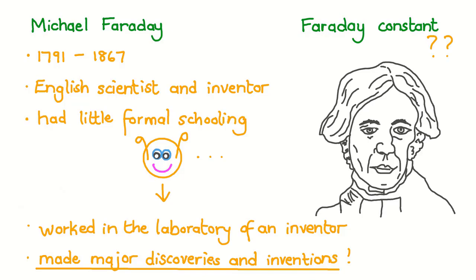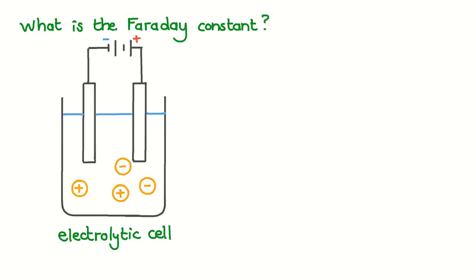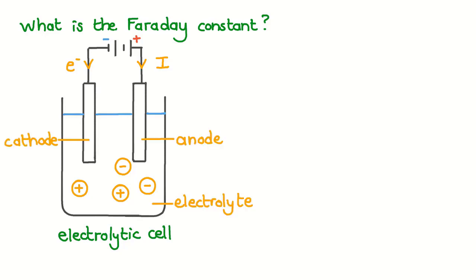What is this constant? In an electrolytic cell, we know that the potential supplied by the battery drives a non-spontaneous chemical reaction. Negatively charged electrons flow out the negative terminal. We can say, therefore, that positive charge, or conventional current I, flows out the positive terminal in the opposite direction. Positive ions in the electrolyte are attracted to the negatively charged electrode, the cathode, and negatively charged ions are attracted towards the positively charged electrode, the anode.